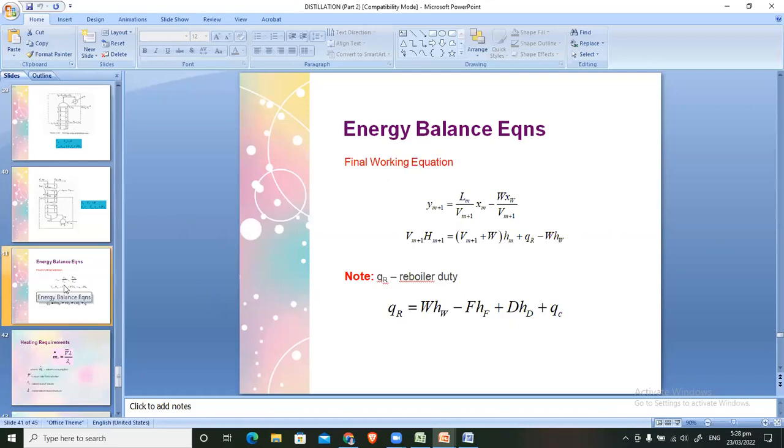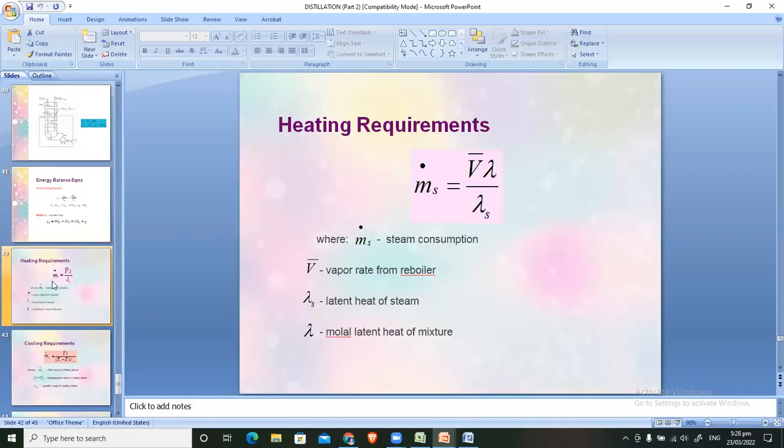Now for the heating requirements, this is one of the questions asked in the sample problem given by McCabe. How much steam is needed by your reboiler to convert part of the liquid at the bottoms that were collected as vapor? So this is your formula, the same formula you see in McCabe. I got this from McCabe.